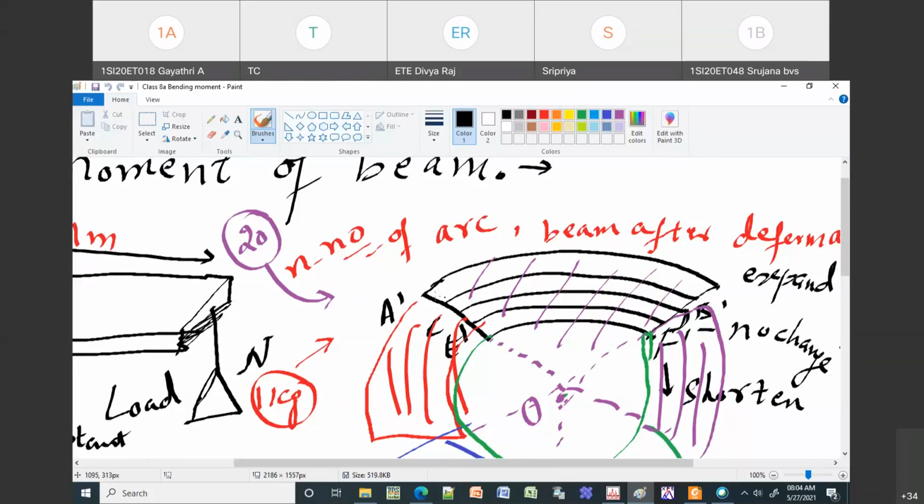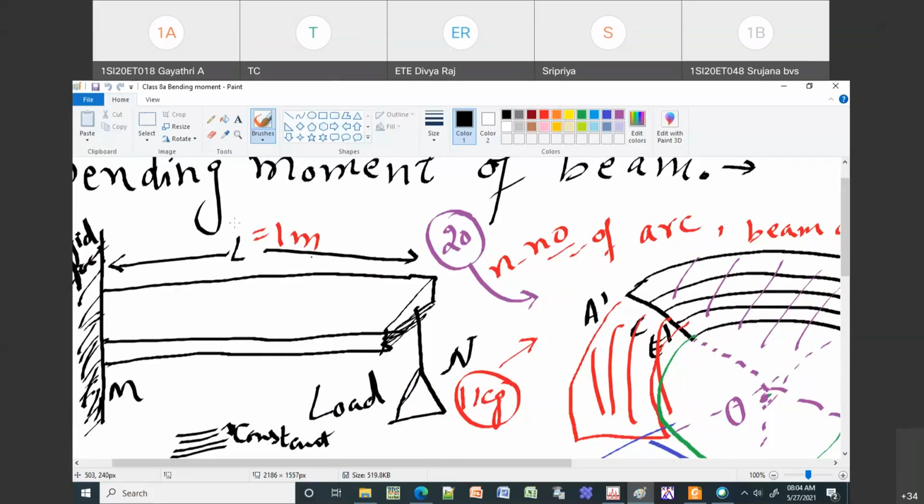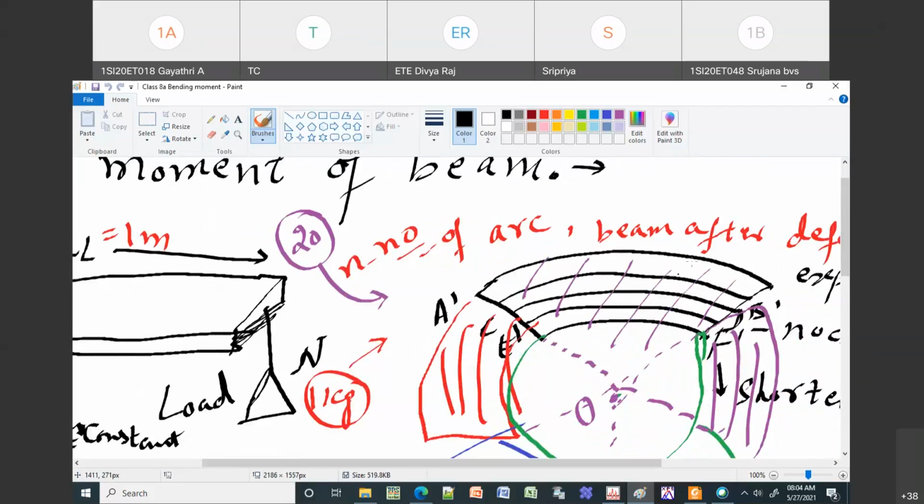So now what I do is I just take 20 of these kinds of beams. 20 beams of the same dimension, like L equal to 1 meter, height maybe 0.1 meter, and width maybe 0.15 meter. Then I apply the same load, like 1 kg or 0.5 kg. Each beam will have the same curvature, meaning this arc will have a similar structure.